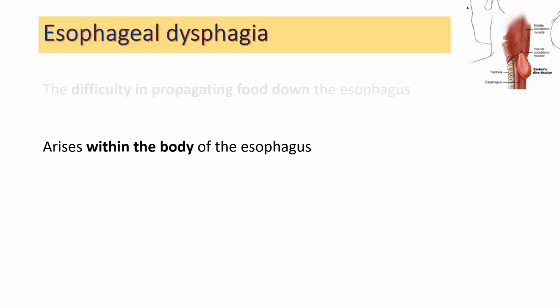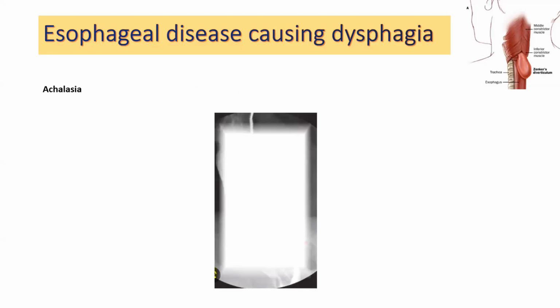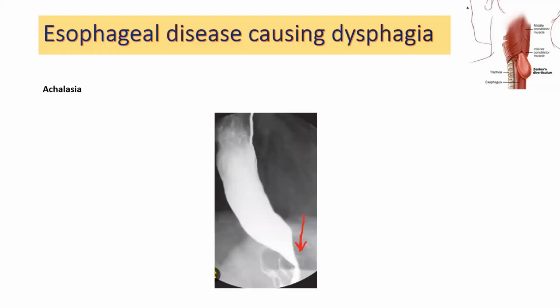And the things that arise within the body of the esophagus, like esophageal spasm, and other things like achalasia, in which the lower esophageal sphincter is not able to relax. There are some mechanical things like the corkscrew esophagus, and motility disturbances like aperistalsis. When there is poor innervation of the esophagus, there may be a problem that causes aperistalsis.